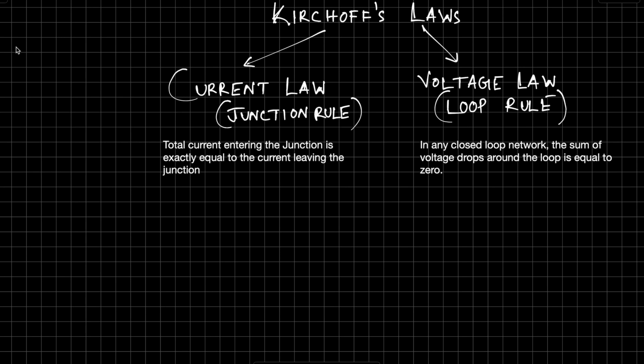To solve such problems, we need to understand Kirchhoff's laws proposed by a German physicist, Gustav Kirchhoff. The current law is pretty simple. The total current entering the junction is exactly equal to the current leaving the junction. Let's consider a junction in a circuit. This is a junction.